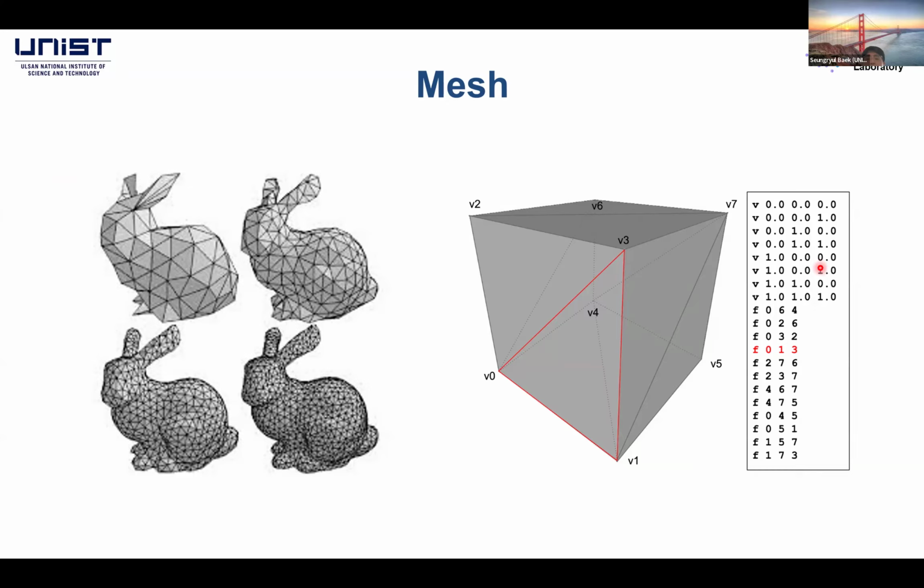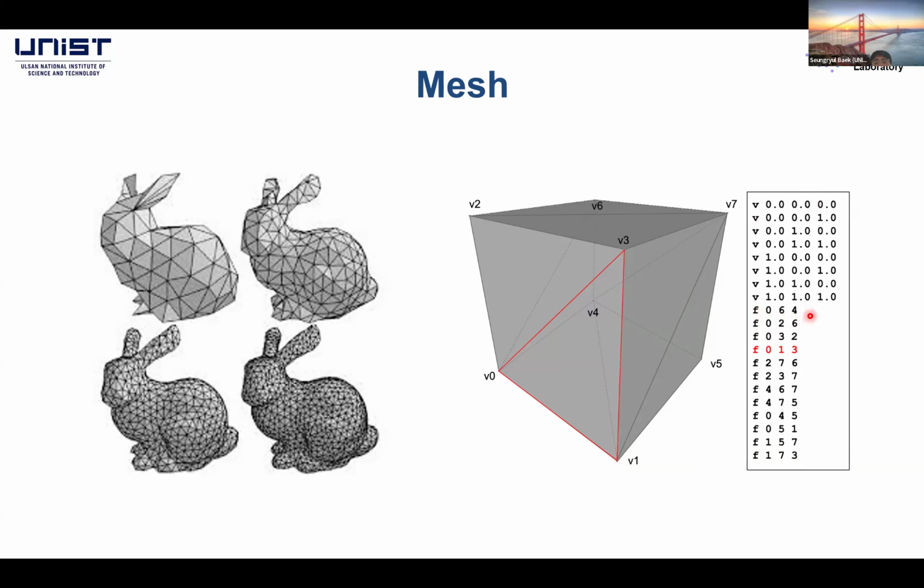If you read an OBJ file, the format looks like this. They first define each vertex, and for each line, they define its XYZ coordinate. This is the first vertex, second vertex, third vertex, and so on. Then we next define the triangular faces by connecting three indices of vertices.